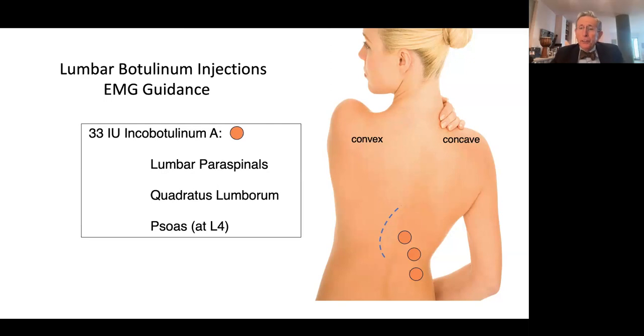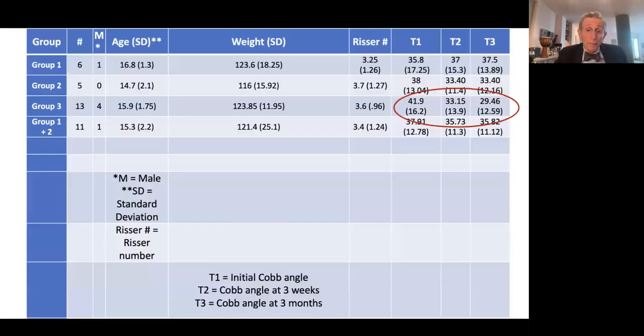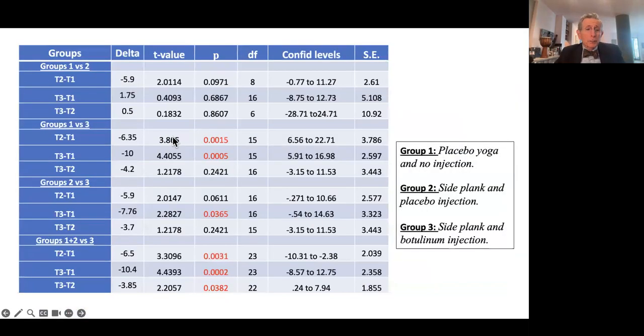We use the smallest dose of botulinum toxin that is likely to be effective. It's just the first time it's been done, so we don't want to go too far. And you can see that the people who got the botulinum toxin, group 3, did significantly better than anybody else. Here, let me show it to you this way.